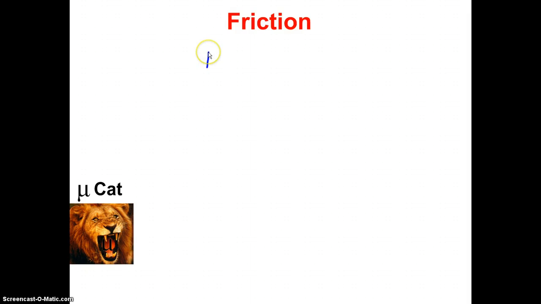We have F fric, for friction, is less than or equal to, and we have this mu, which is the lowercase Greek letter. And you see down here to the lower left, we have our mu cat. I personally can't stand cats, but I'm a Leo and I love lions, so we're going to let this ferocious lion be our mu cat. And so we're going to pull a mu out of our mu cat.